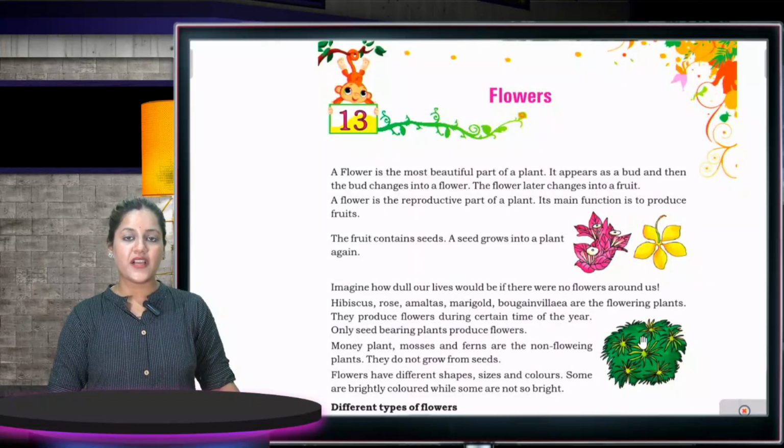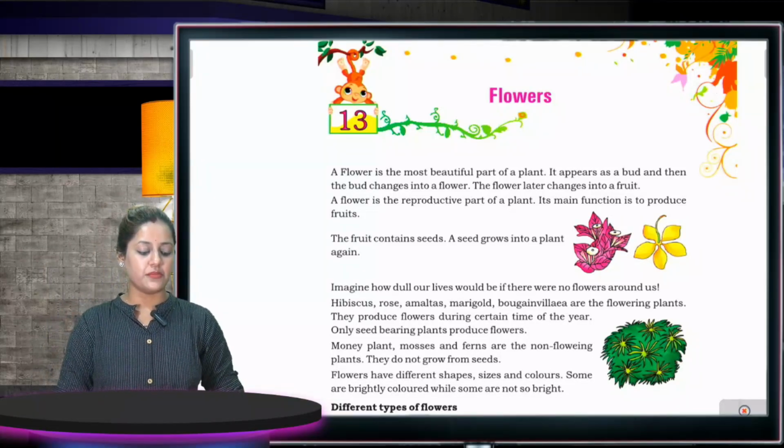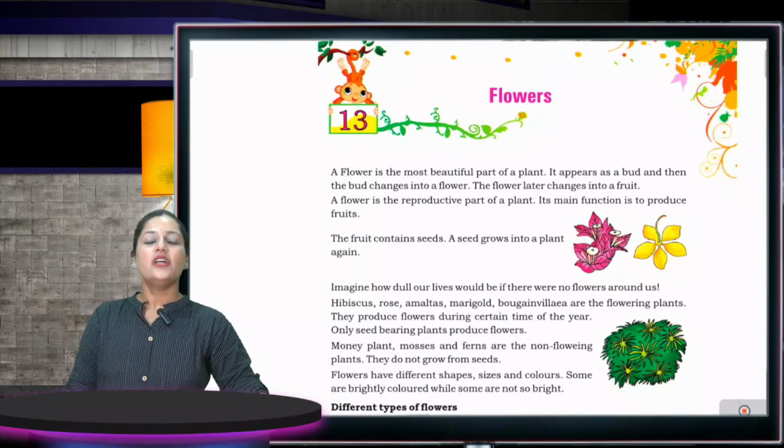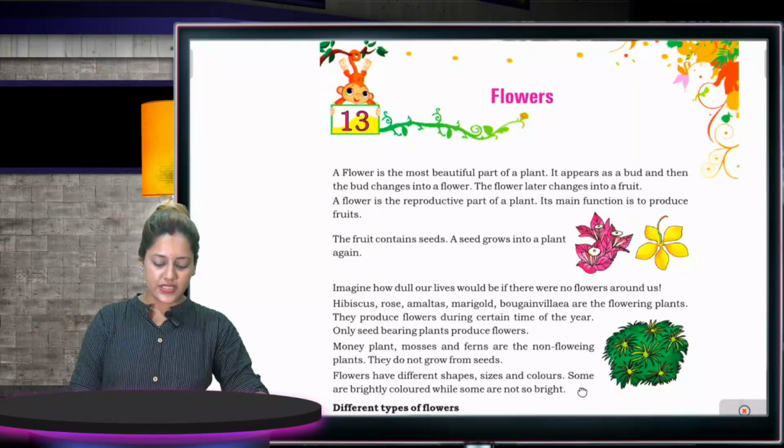My name is Shraddha Gupta and today we are going to do chapter number 13 from your EVS book. So what is the name of the chapter? The chapter name is flowers. So let's read and understand the chapter.